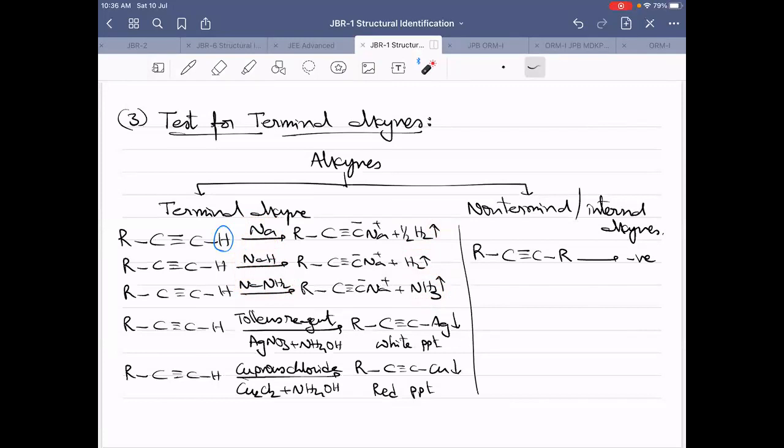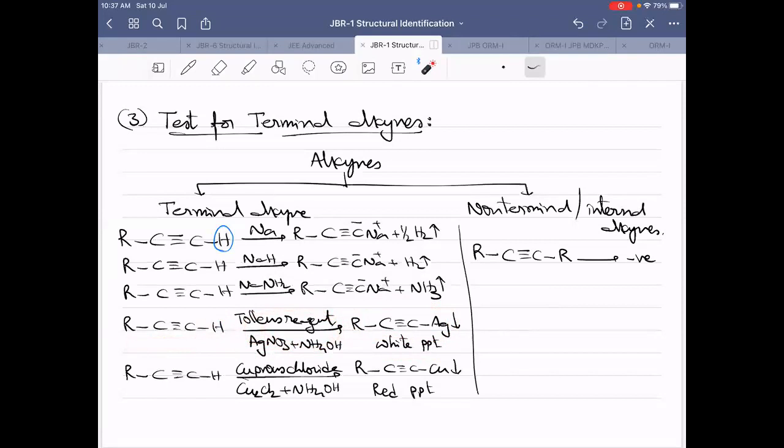Remember? And then if you treat the terminal alkyne with Tollens reagent, what is Tollens reagent? Silver nitrate plus ammonium hydroxide is Tollens reagent. So if you treat the terminal alkyne with Tollens reagent, this hydrogen can be replaced by silver and will give this product, and this compound is insoluble in water, so it comes out as a white precipitate. That means the clear solution will get converted into a white precipitate if you add Tollens reagent.